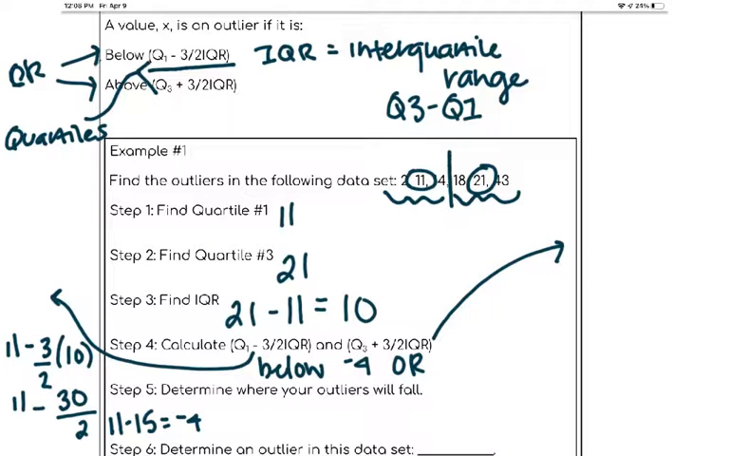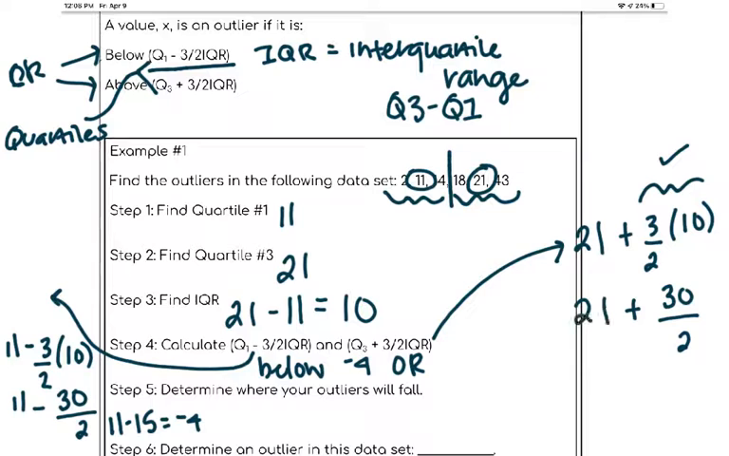So quartile 3 is going to be, we've already determined, 21 plus 3/2 times the interquartile range, which we discovered was 10. Part of this part of the problem we've already done, okay? So we already know that this ends up being 30 over 2. Bring that plus 21 down. Well, 30 divided by 2 is 15, so 21 plus 15 equals 36.